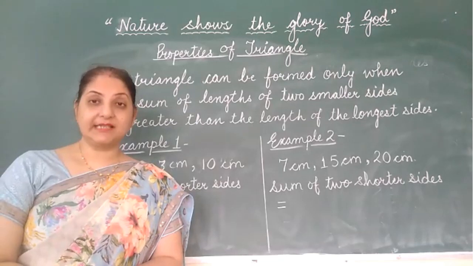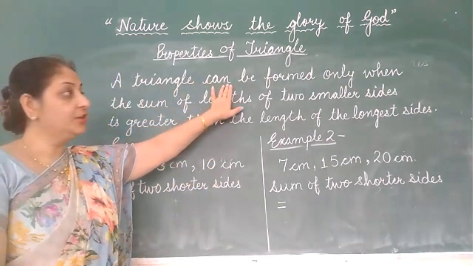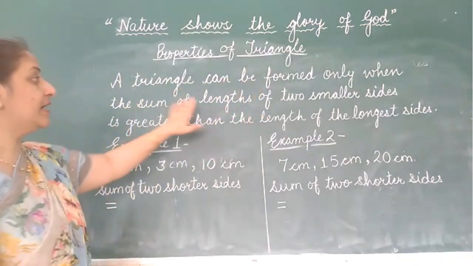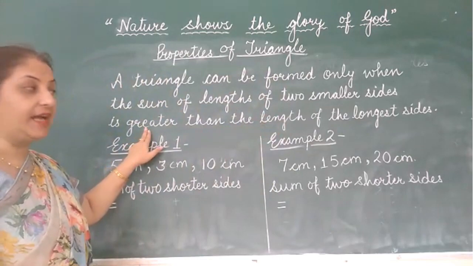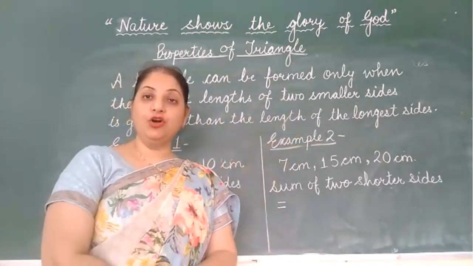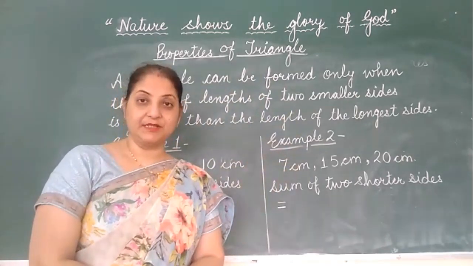Children, with the help of this property, we can easily find the possibility of getting a triangle with the given sides. A triangle can be formed only when the sum of length of two smaller sides is greater than the length of the longest side. Let us understand with these two examples.